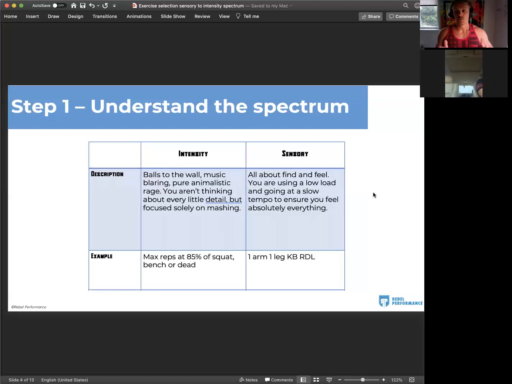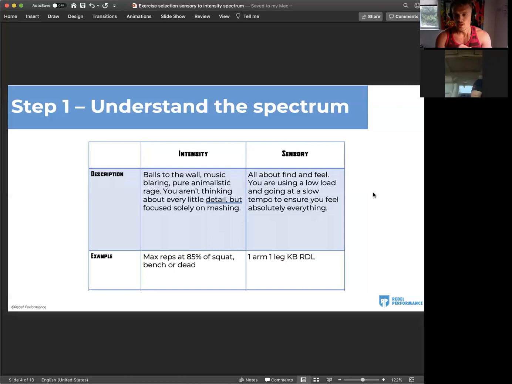Like the difference between my previous example of here's 70% of your max, move it as fast as you possibly can. I could say, hey, we're going to do a Zercher squat. I'm going to give you a little bit of a heel wedge. I want you to think about trying to stack your ribs and your pelvis directly underneath your ears. I want you to reach this bar forward slightly to bring your ribs down and back and actually feel and engage your abs. I want you to think about pulling yourself down and using your hamstrings.